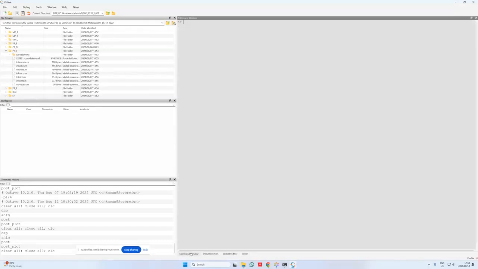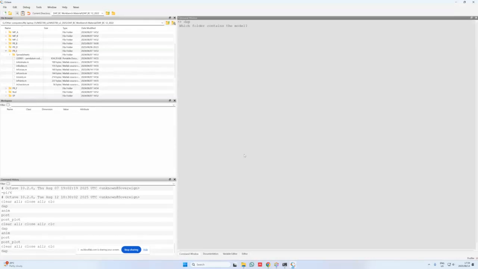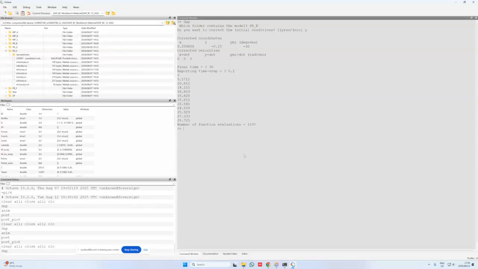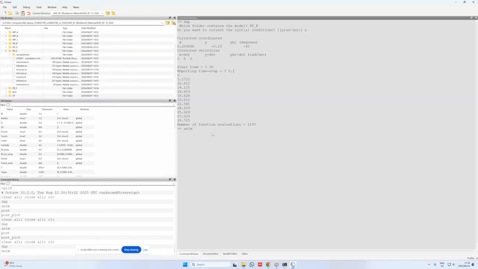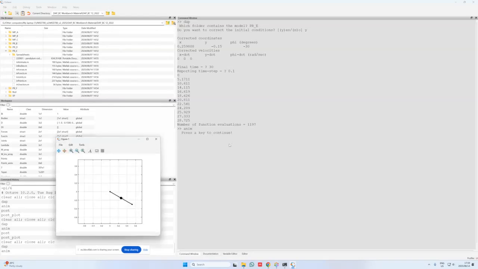Okay, now in this case, I'm just going to type in DAP again, PR_E as my model folder. Yes to correct the initial conditions. And now final time, I'm going to keep it 30 seconds with a reporting time step of 0.1 seconds. If I animate the system, my expectation is that because I limit the rotational acceleration of the pendulum rod, I should see more or less the same accelerative behavior as what I saw for the case where I had just the inverse dynamics acting on the system.